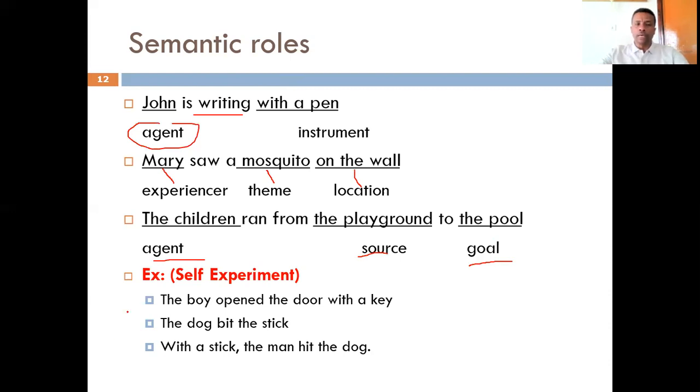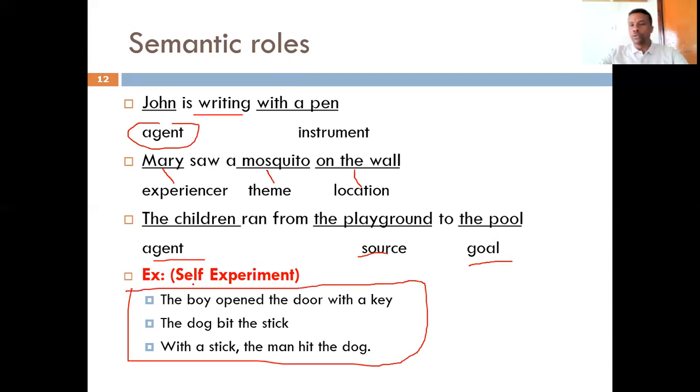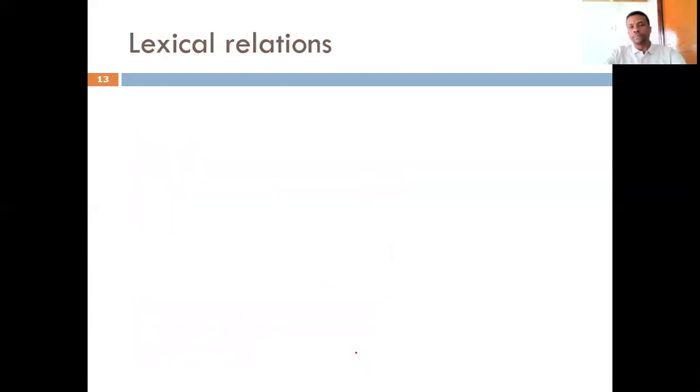So during your weekend time, which means tomorrow, try to identify the semantic roles of each of these words in the sentence. My boy, open, door and key, door, bite and stick, stick, man, heat and dog. Try to identify their semantic role, okay? The semantic role that they play in a sentence.